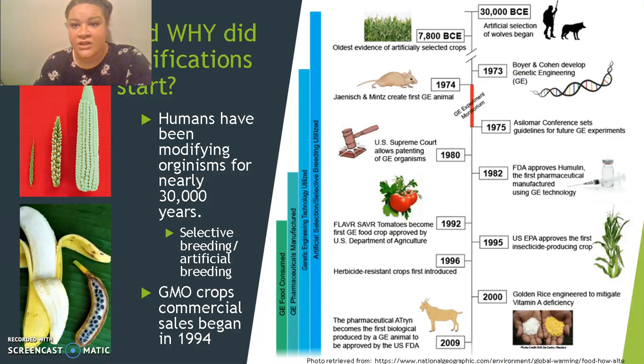Where did the modification come from and why did they start? Though technology is currently blooming to make gene modification easier now, humans have been modifying crops and animals for nearly 30,000 years. Even without today's technology and labs, our ancestors were able to make changes and tweaks to DNA of plants and animals through selective breeding and artificial selection. Artificial selection, though not the same as genetic modification, is still considered to be the precursor to our process today.